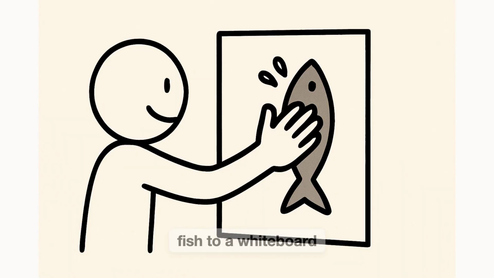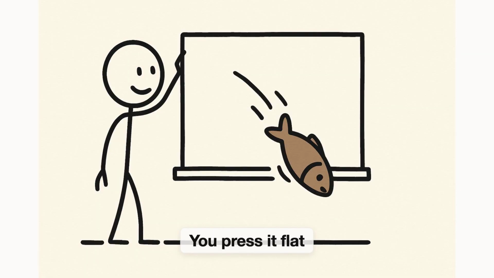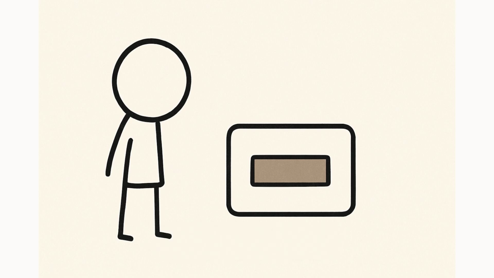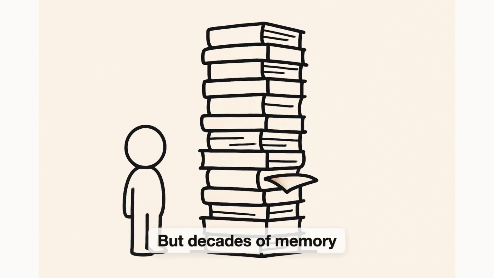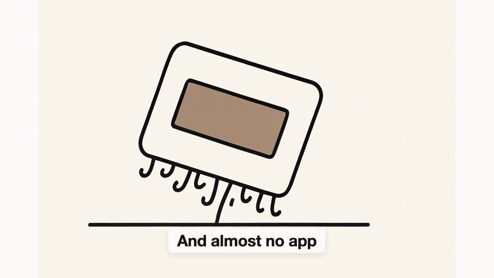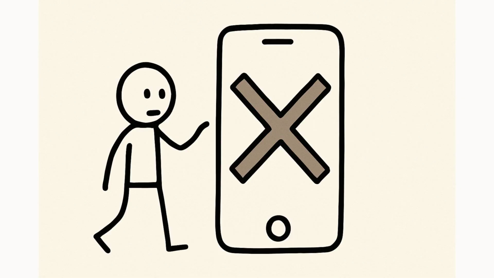Try gluing a wet fish to a whiteboard. You press it flat and it slides right off. Splat. That's your brain trying to hold a foreign word as plain text. Nothing to grab onto. But decades of memory research point to one specific technique that turns almost any word into Velcro, and almost no app uses it properly.